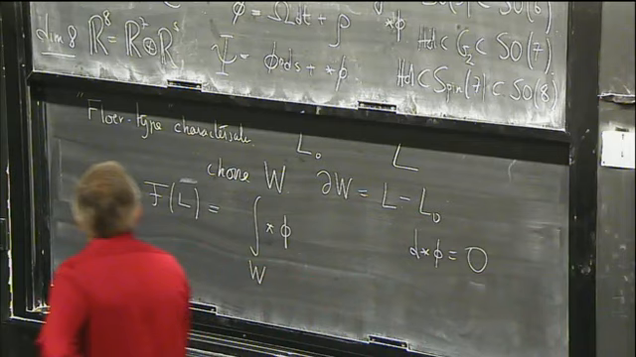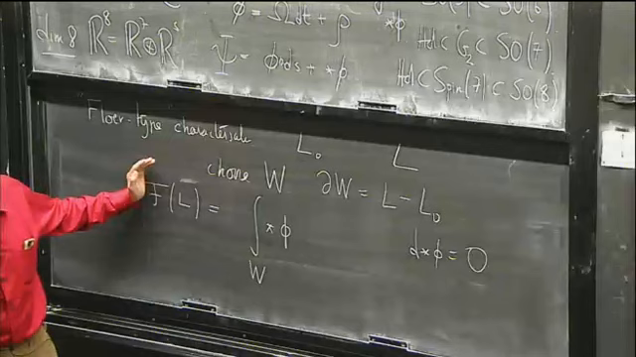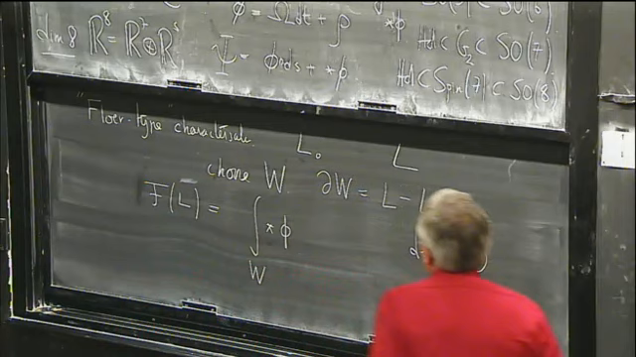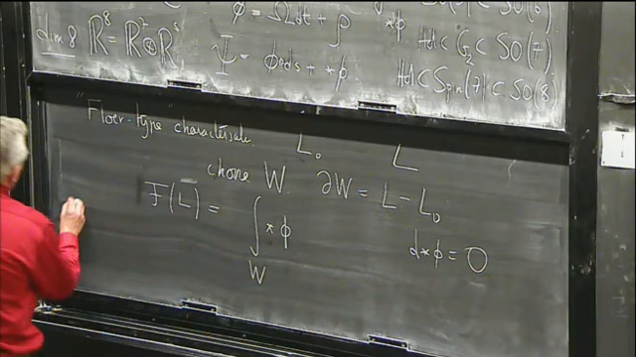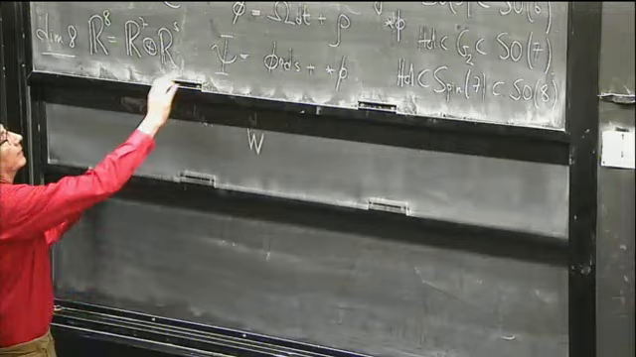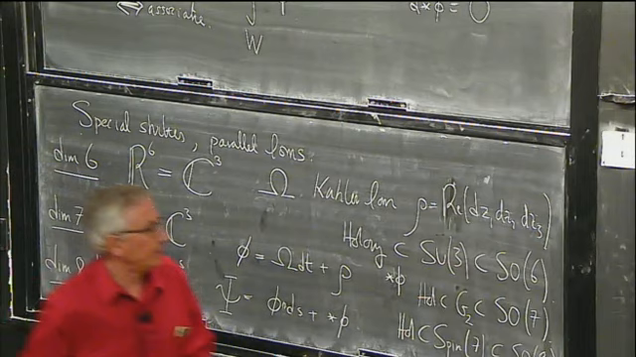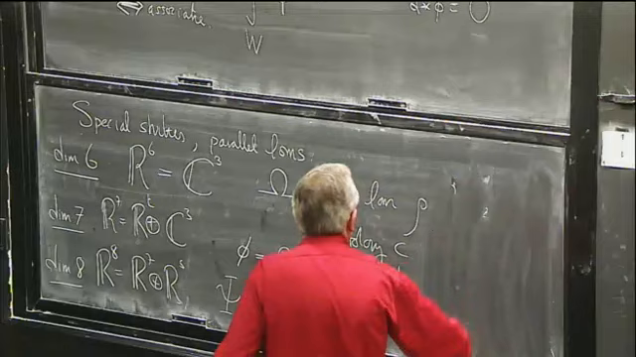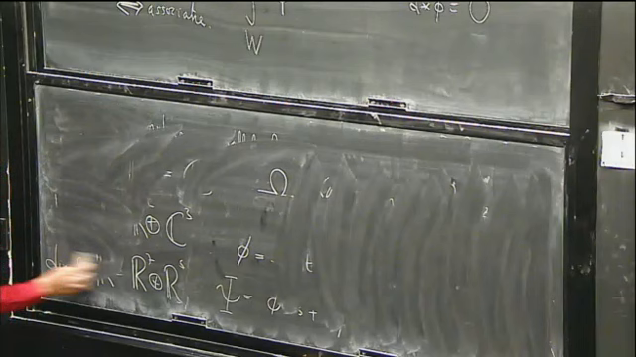But in any case, you can check, as a differential geometry exercise, that the critical points of this function are given by this associative condition. It's an elementary differential geometric exercise. Then the other characterization is, in a sense, more straightforward, and is actually this calibrated condition.